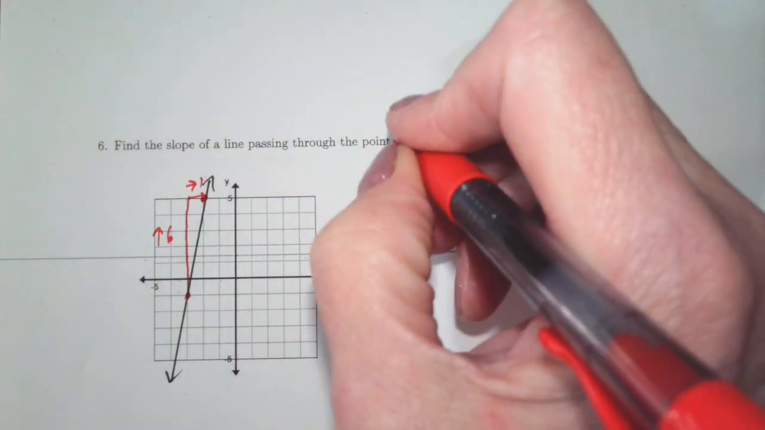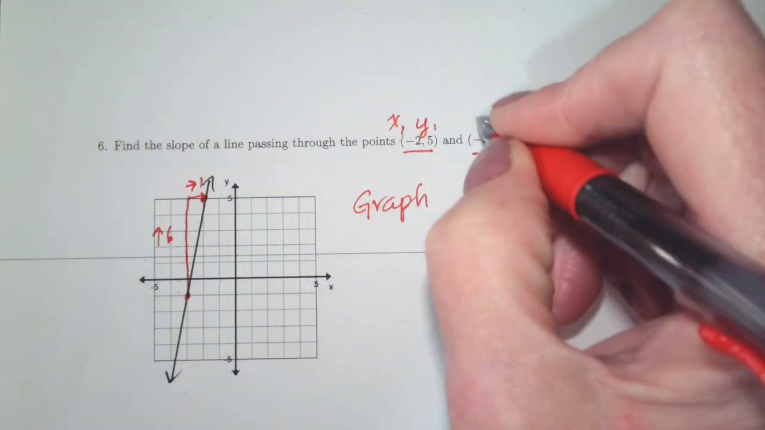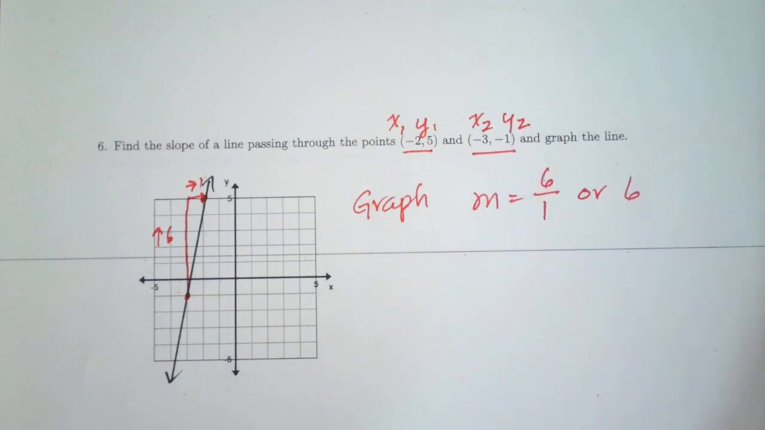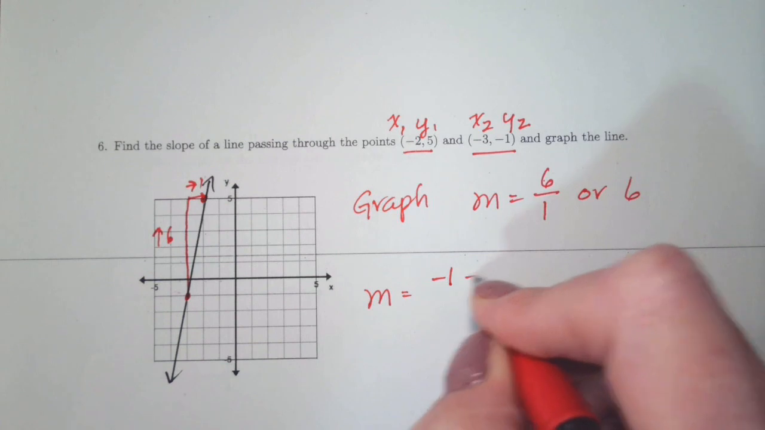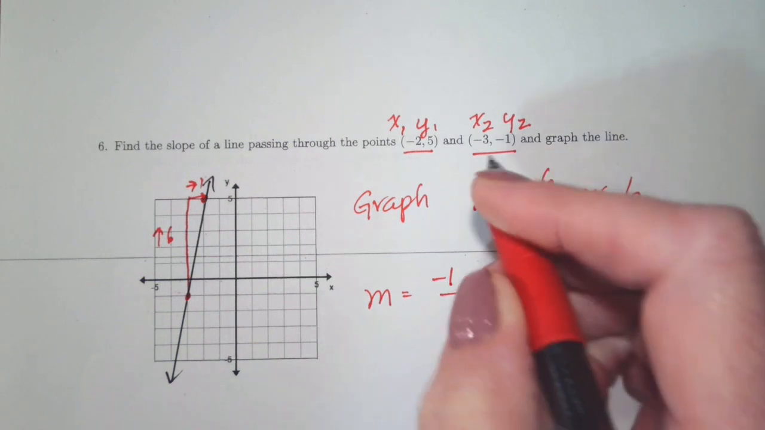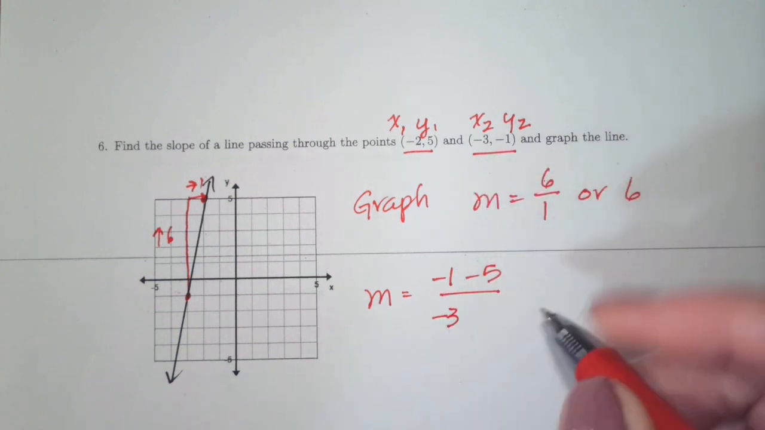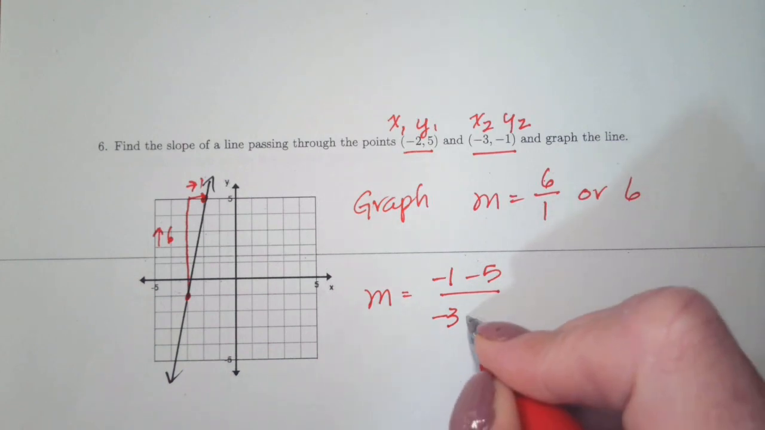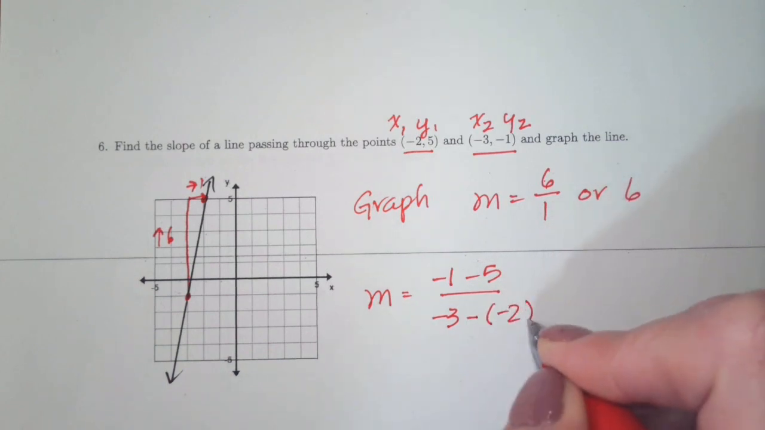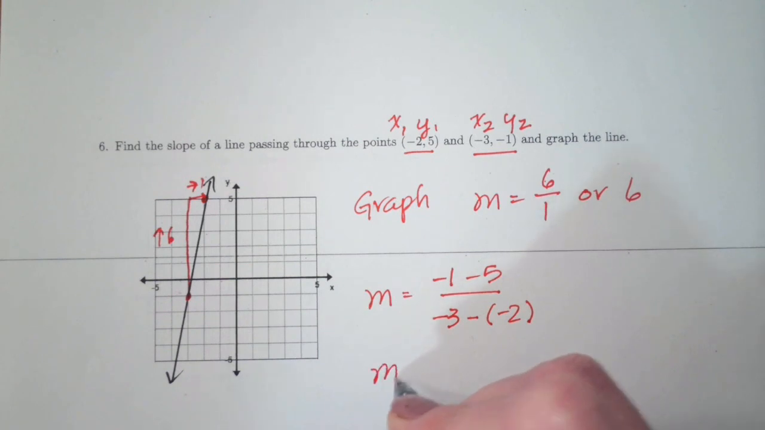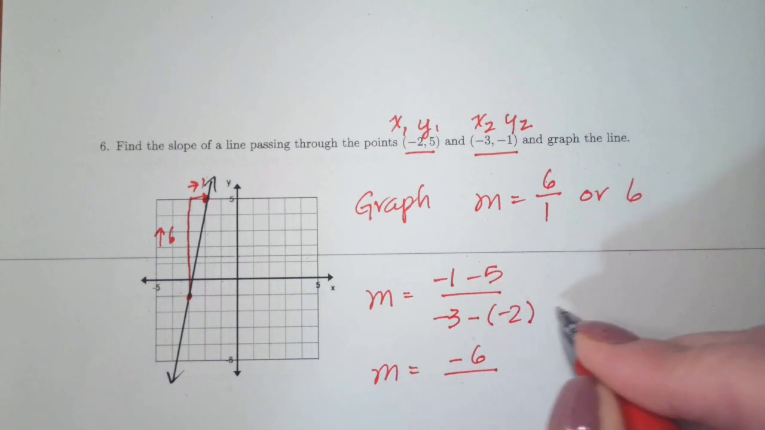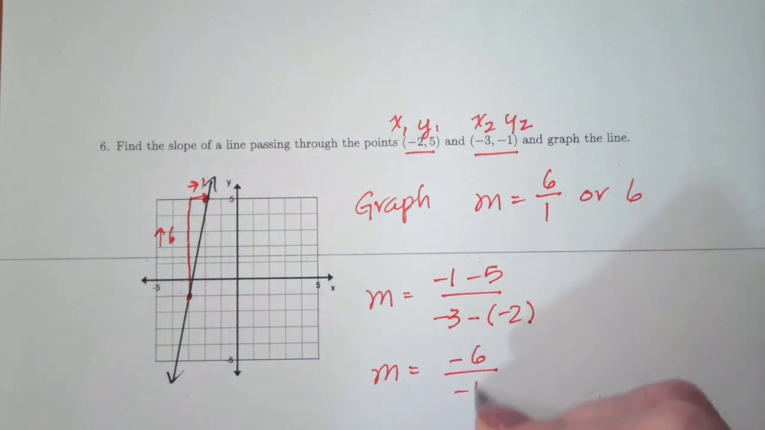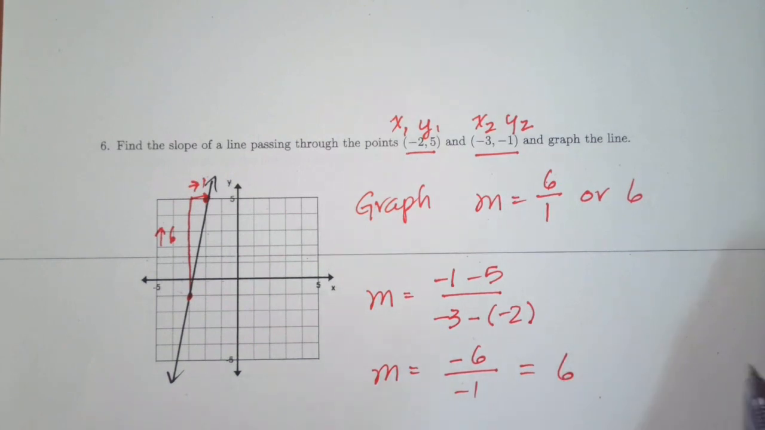Now again, let's confirm that. x1, y1, x2, y2. So my slope is going to be -1 minus 5 divided by -3 minus -2, which is -6 over, and this becomes -3 plus 2, -1, which is just 6. So I confirmed it.